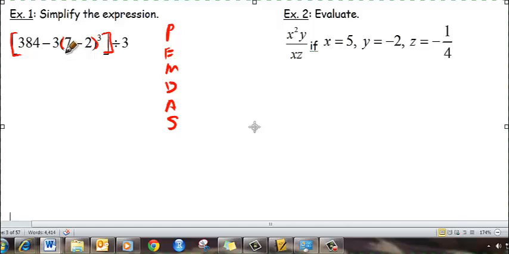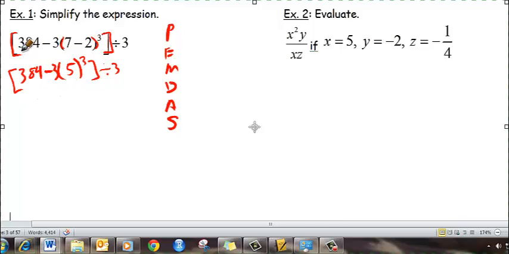So we should be doing the 7 minus 2. So when we bring this down, 384 minus, now don't subtract this and make it like 381 because this is 3 times something. And what was it times? Well, 7 minus 2 is 5. And, oh, lost my 3. So minus 3 times 7 minus 2, which is 5, to the third. And then afterwards we've got to divide this by 3. So now what do we have?